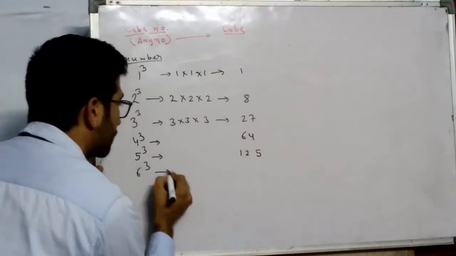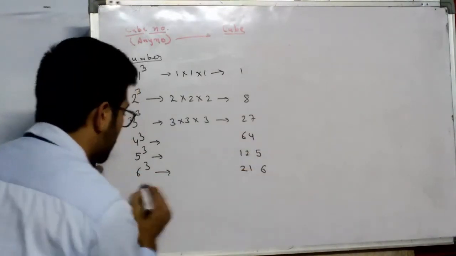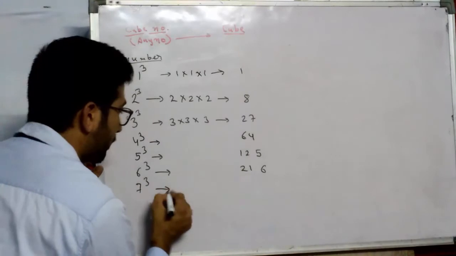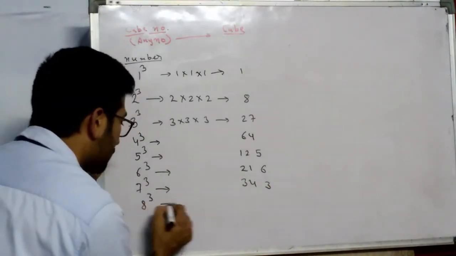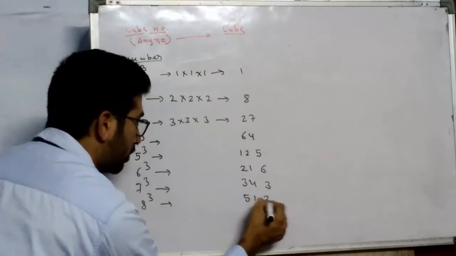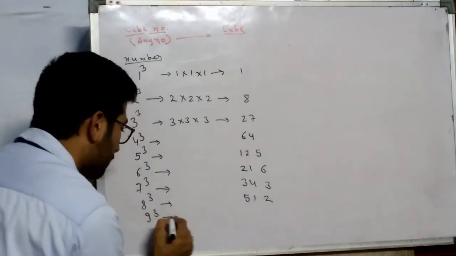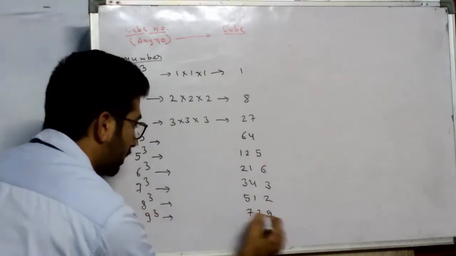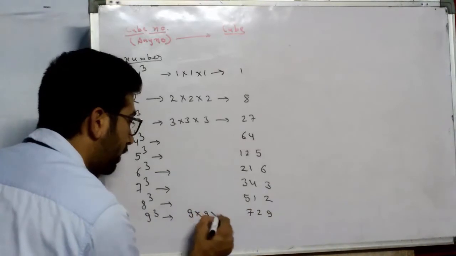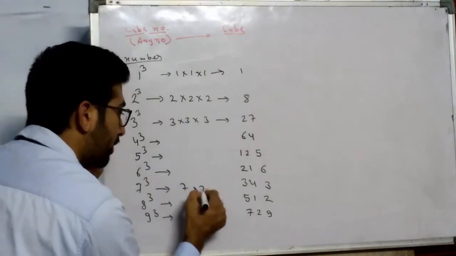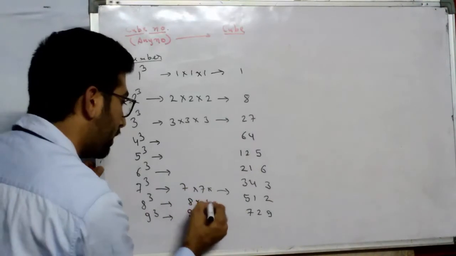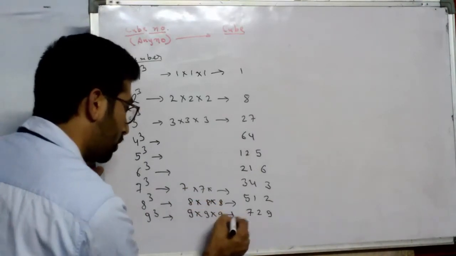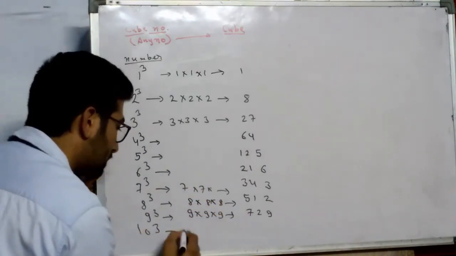6 cube is 216. 7 cube is 343. 8 cube is 512. 9 cube is 729. Like 9 into 9 into 9, 7 into 7 into 7, and you will get your 343. 8 into 8 into 8, you will get 512. After that 10 cube is 1000.